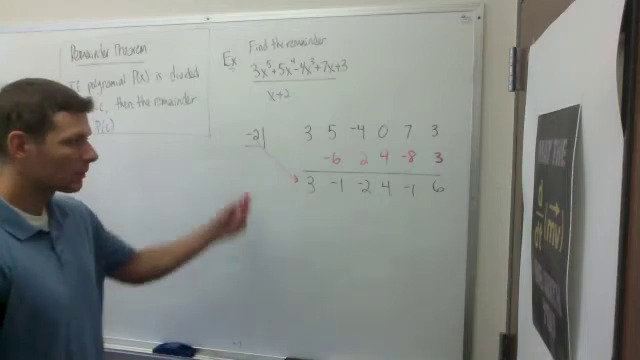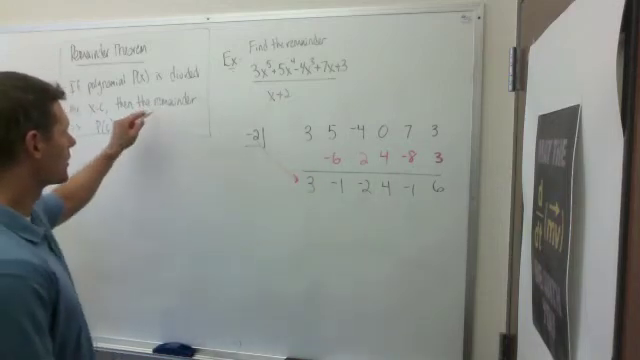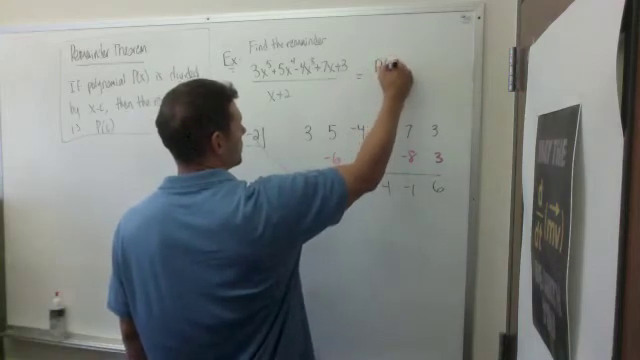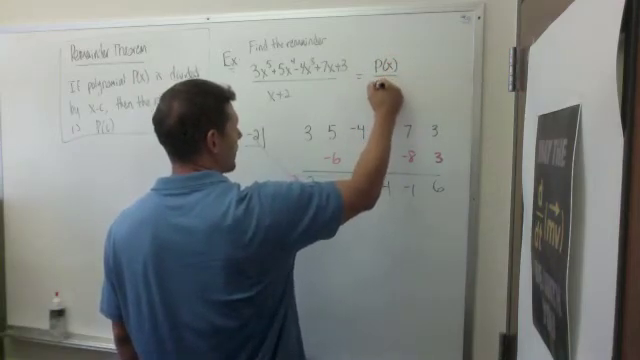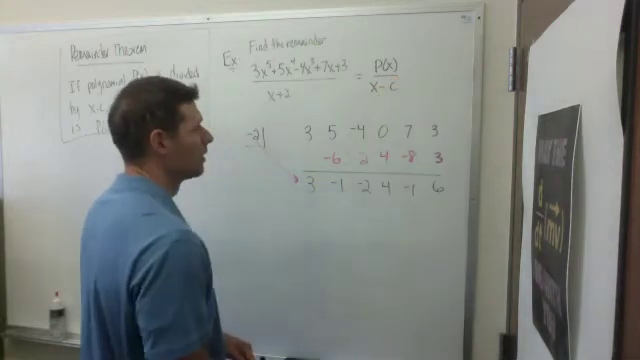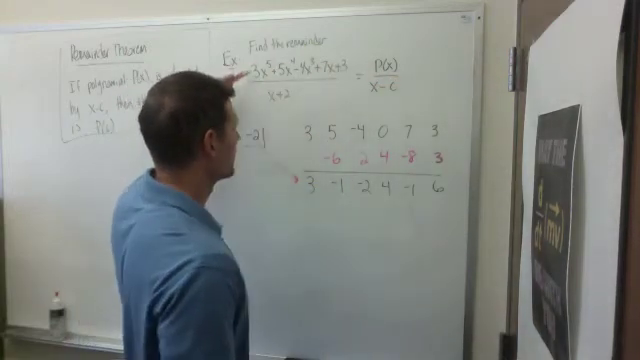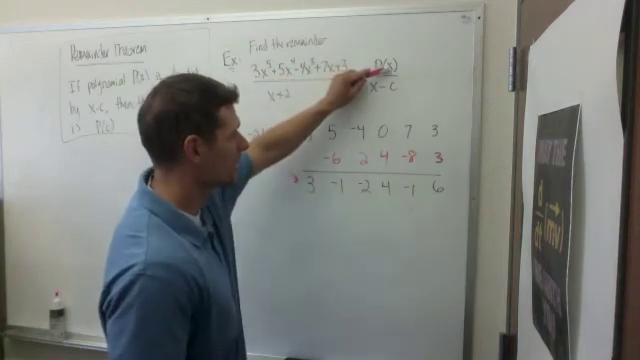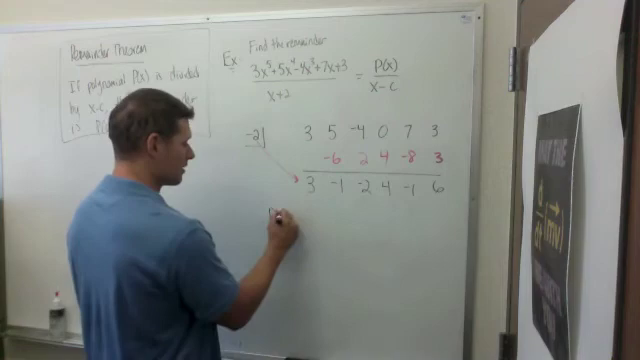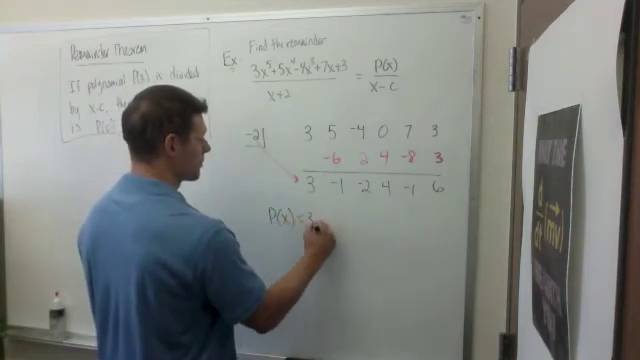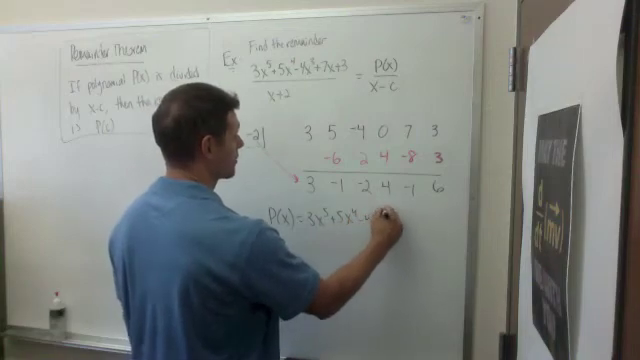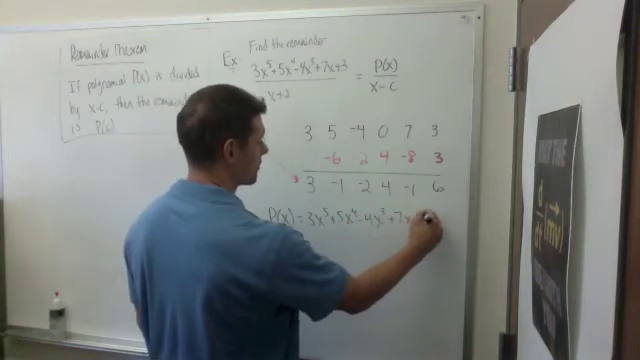Now, that wasn't that bad. What this theorem does is it makes it a lot simpler. Notice that this is a polynomial p of x, and we're dividing it by x minus c, where c is negative 2. So if I take this polynomial, p of x equals 3x to the 5th plus 5x to the 4th minus 4x cubed plus 7x plus 3, and instead of putting in x, I put in c.